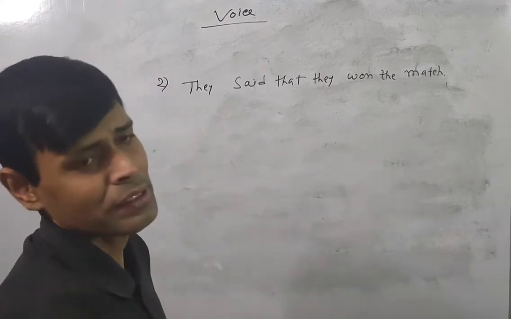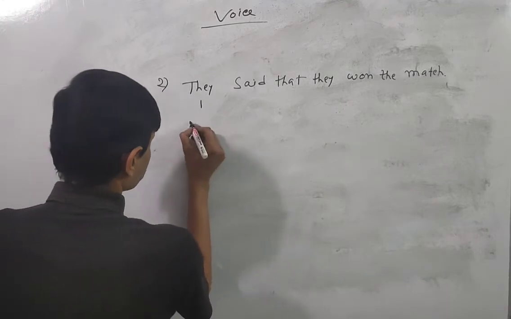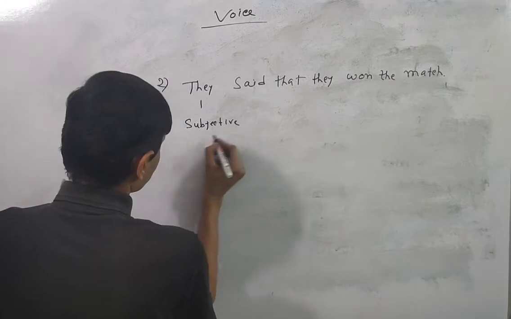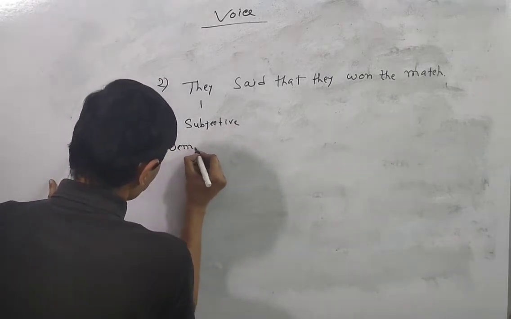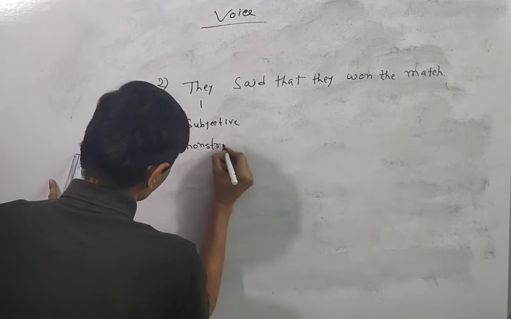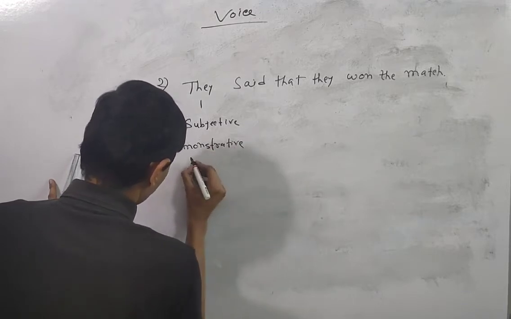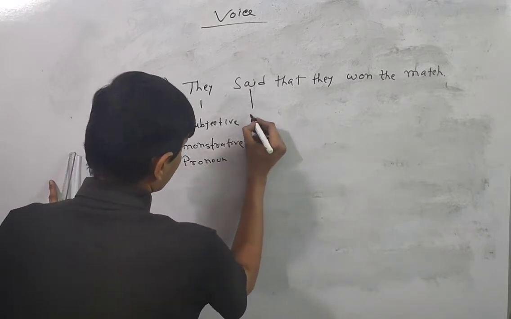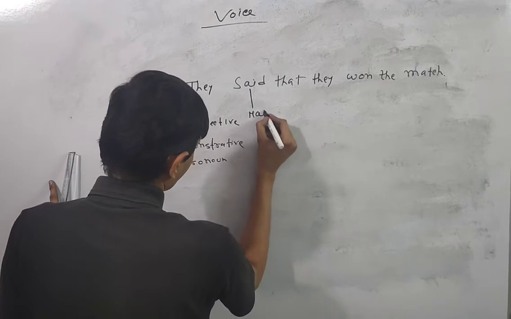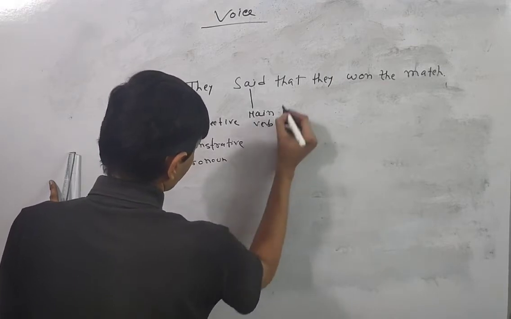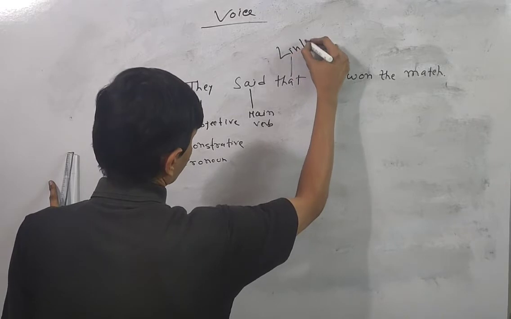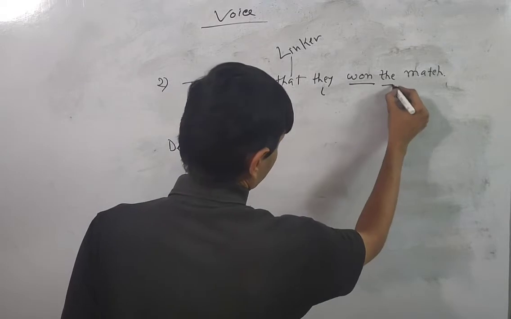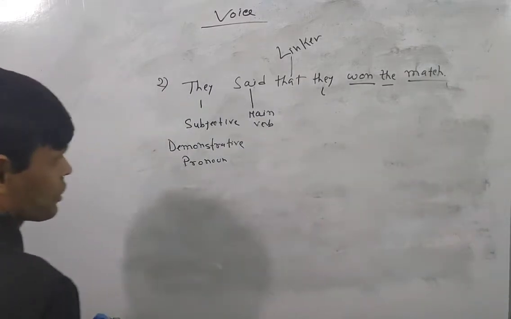Now you have to go for the main sentence. This is called subject, subjective demonstrative pronoun. Okay. This is called the main verb. This is called linker. Here is another subject, main verb, article, object. This is the overall sentence structure.